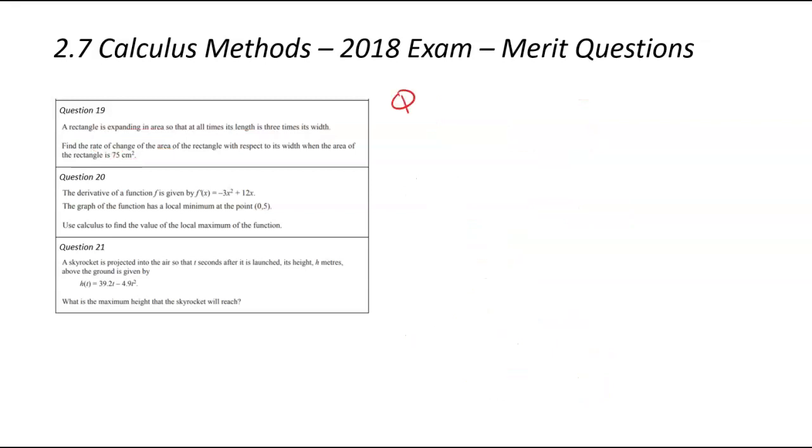So we are now looking at question number 20, and the derivative of a function is given by f dash x is equal to that. The graph has a local minimum of 0,5. We've been asked to use calculus to find out the maximum. Let's start off by jotting down the gradient function.